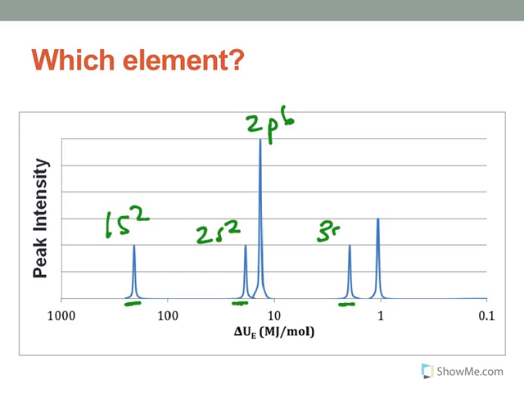Then we're going to have 3s2, and then we have 3p, and it's 3 high. And so if I look at my periodic table, what element ends in 3p3? Well, that's going to be phosphorus.